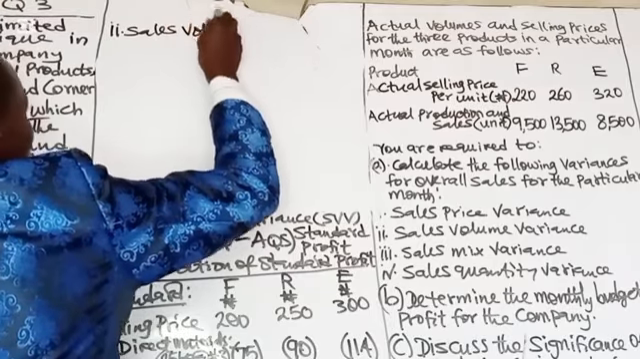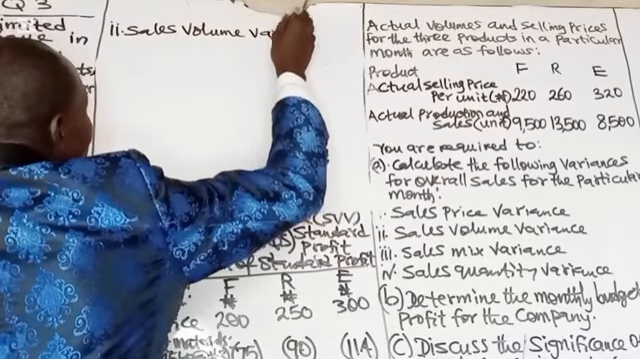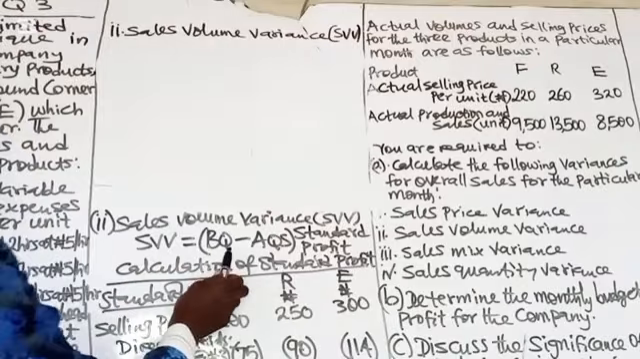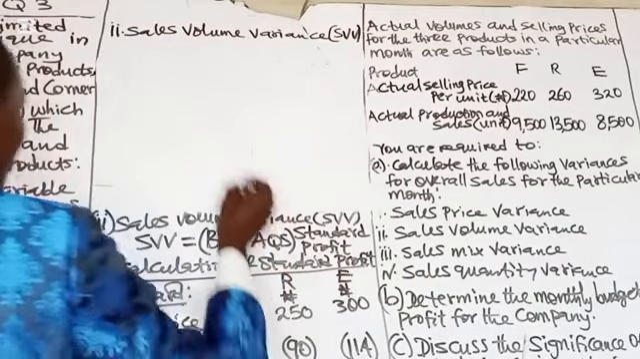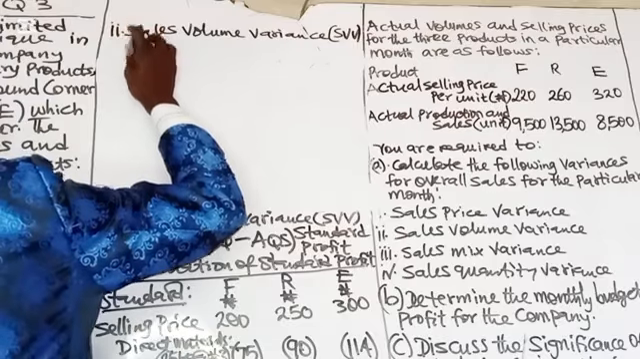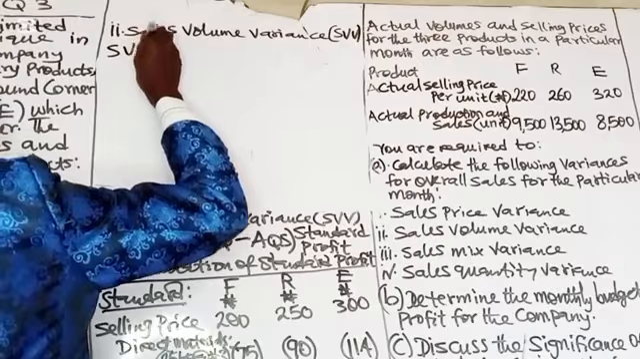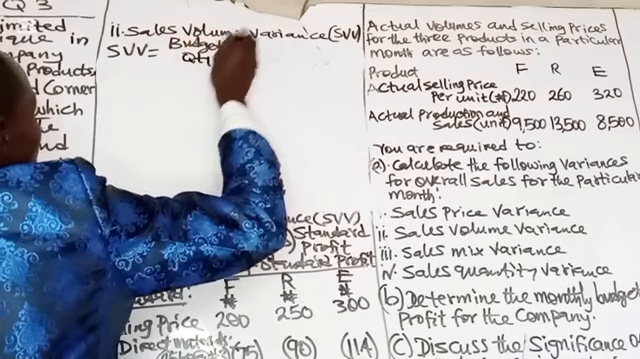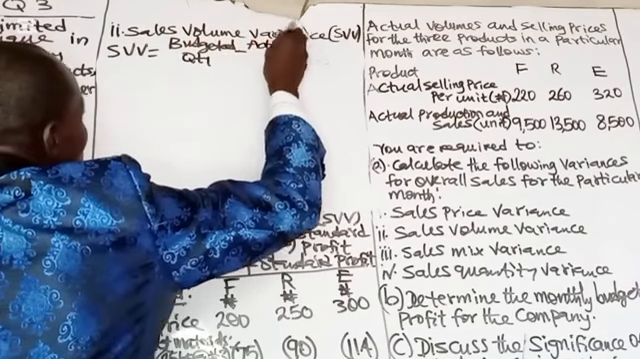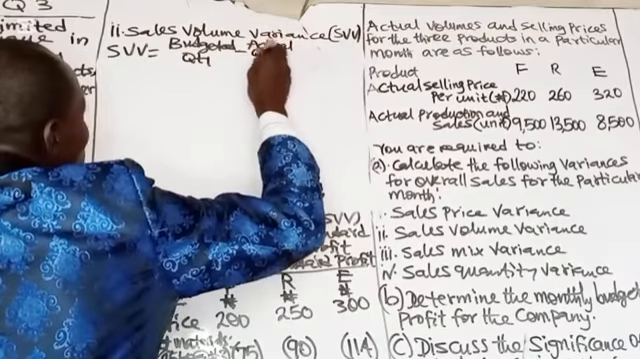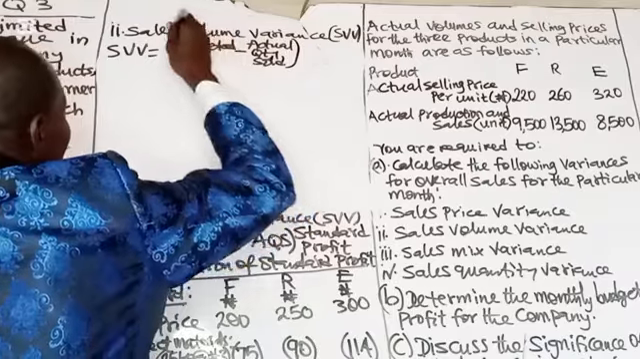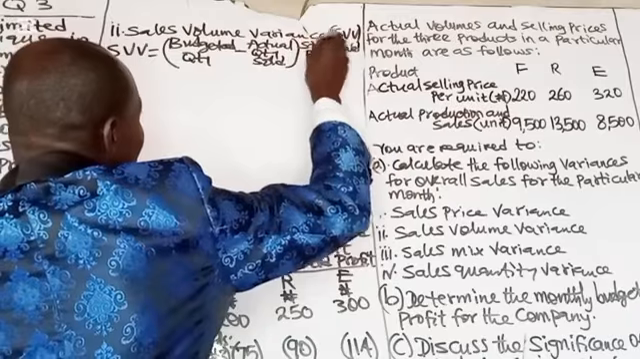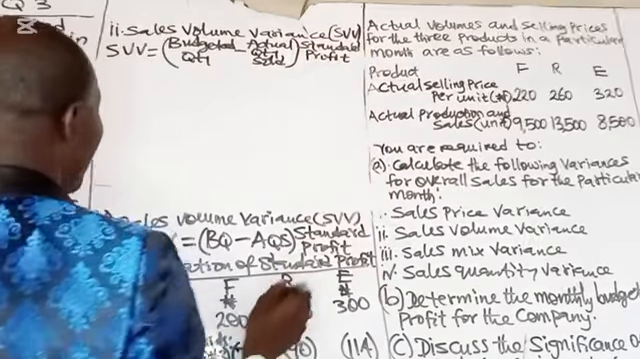Our sales volume variance. I've told you sales volume variance equals budgeted quantity minus actual quantity sold times standard profit. I've told you under absorption costing, school of thought, that you use standard profit. But in marginal costing, you use standard contribution.